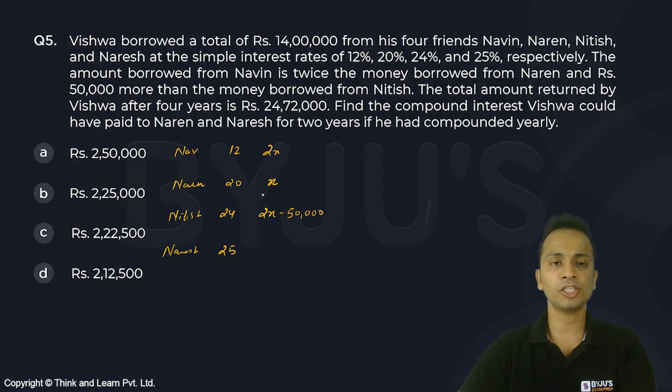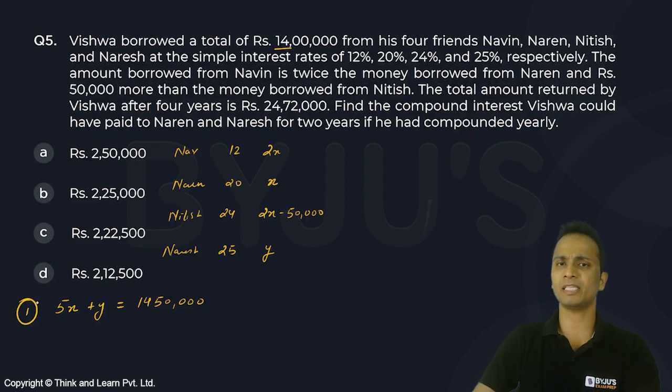Naresh has no relation with the others, so I'll assume the money borrowed is Y. The sum of these four is equal to 14 lakhs. So I'll make the equation: 2X plus X plus 2X, that is 5X, plus Y minus 50,000 is equal to 14 lakhs. So 14 lakhs plus 50,000 becomes 14 lakhs 50,000. This is equation number 1. I'll keep it aside.